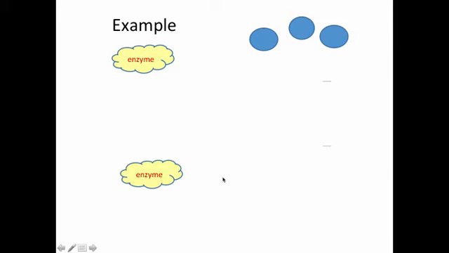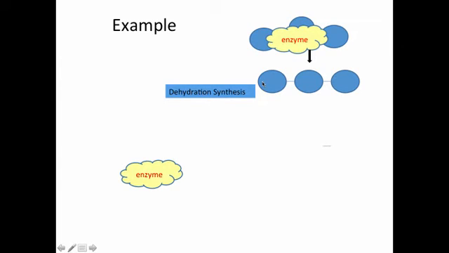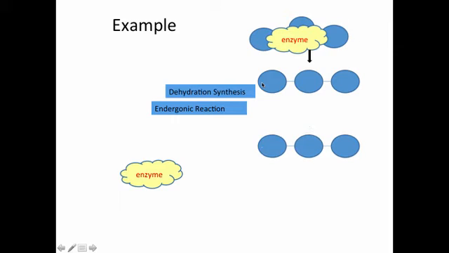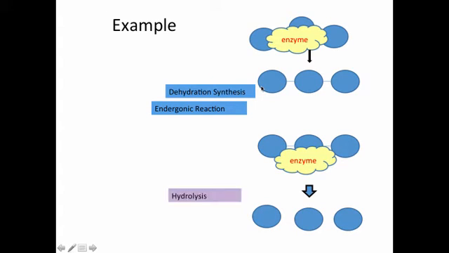What does that mean in real life? So if I have a bunch of amino acids and I want to bring them together, I'm going to use an enzyme for them to create all those bonds, and therefore I'm going to create a nice polypeptide. That would be considered a dehydration synthesis, which is an endergonic reaction. If I want to take that protein chain and break it apart, I add in my enzyme, I separate them all out, I have a hydrolysis, and it's an exergonic reaction.